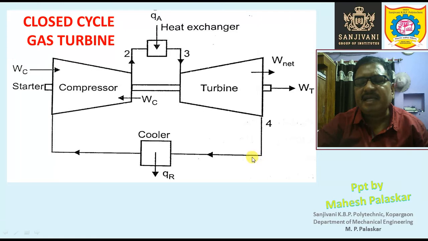In case of closed cycle gas turbine, this working substance is not mixed with the products of combustion, and therefore the working substance can be cooled, and it can enter the compressor once again, or the same working substance can be recirculated again and again in case of the closed cycle gas turbine. But in case of open cycle gas turbine, this working substance which is mixed with the exhaust gases or the products of combustion will leave the turbine and go to the atmosphere, and new working substance will enter inside the compressor.